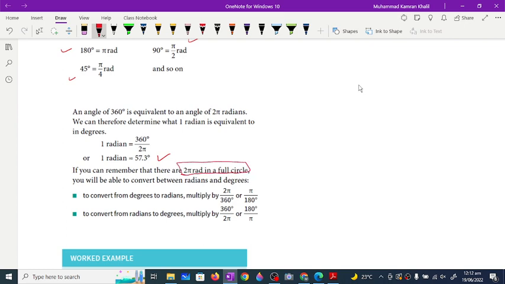Now the conversion is very important. We are required to convert degrees to radians, or radians to degrees. So there are two methods. If you want to convert from degrees to radians, then multiply that particular term by 2 pi over 360, or pi by 180, because 2 pi over 360 will give you pi by 180. And if you want to convert radians into degrees, then simply multiply that value by 360 and divide it by 2 pi, or multiply it by 180 and divide it by pi.